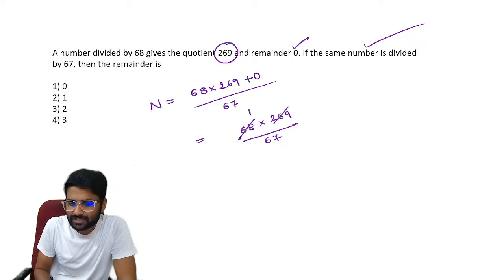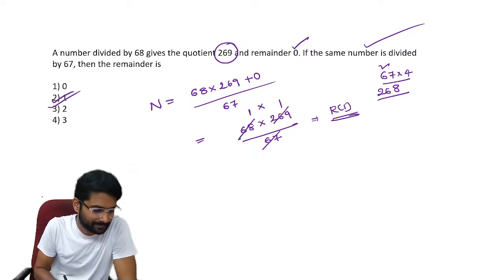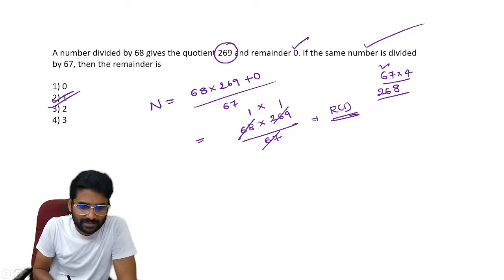Same way, if 269 is divided by 67, see, 67 is multiplied 4 times. 7 into 4 is 28, 6 into 4 is 268. So again the remainder is 1. And we have a multiplication symbol, 1 into 1, remainder is 1 itself. 1 is the correct answer.